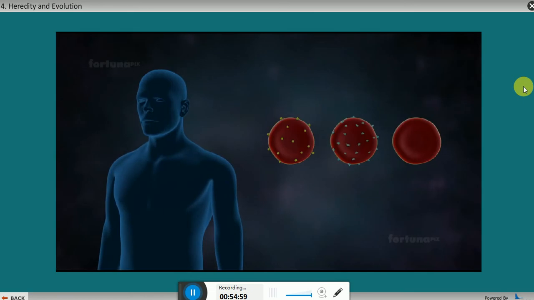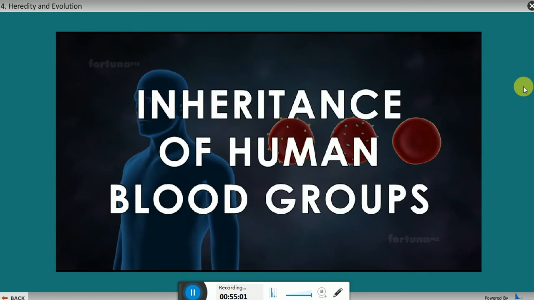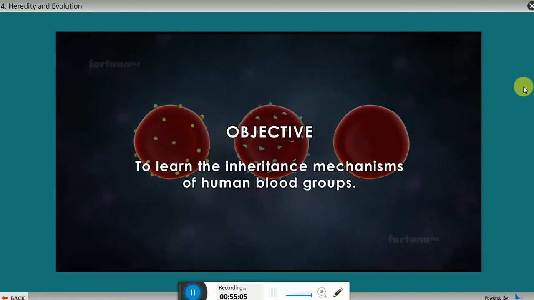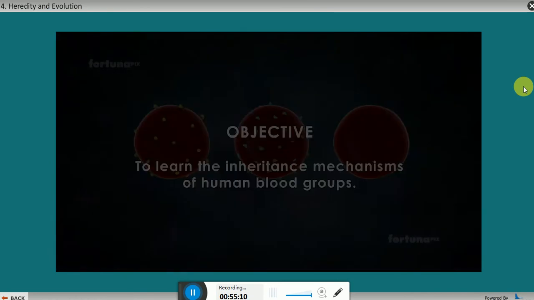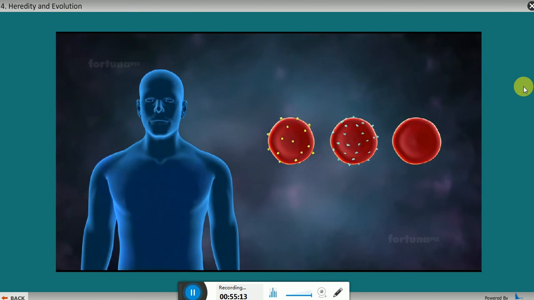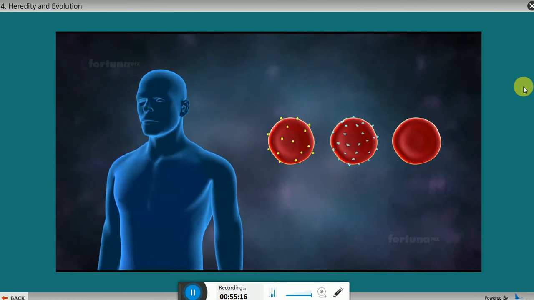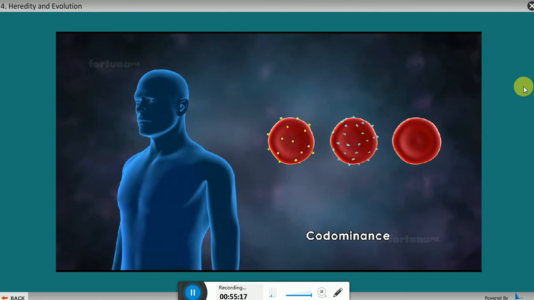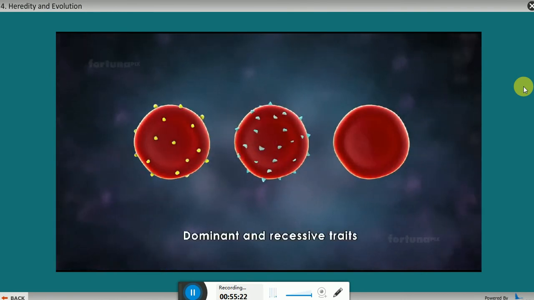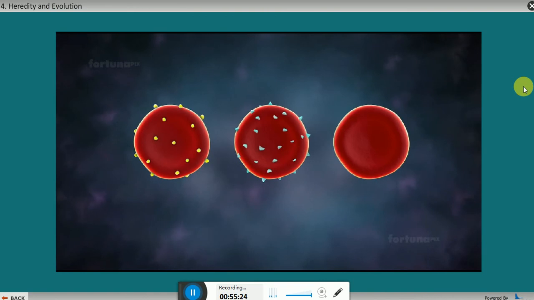Inheritance of human blood groups. Objective: to learn the inheritance mechanisms of human blood groups. Human blood groups, also known as blood types, are inherited through a phenomenon known as codominance. With codominance, both the dominant and recessive traits will occur simultaneously and without blending.